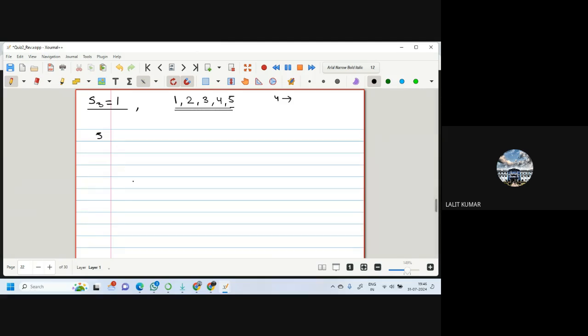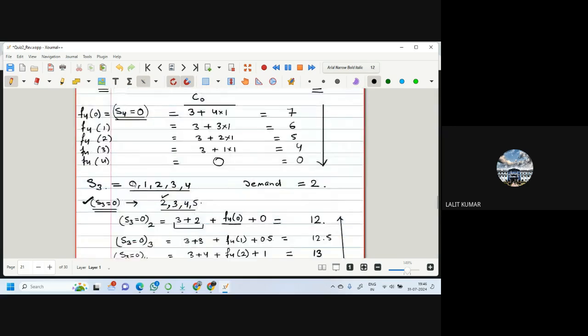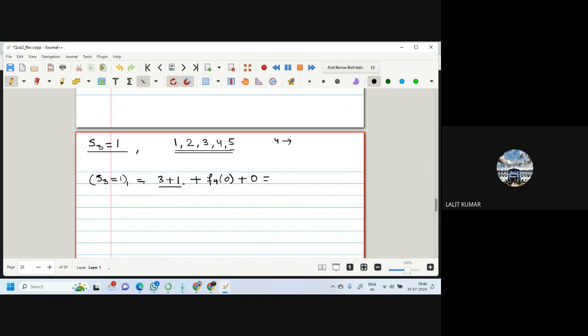So I calculate again. S3 is equal to 1, I order 1, so my ordering cost is 1. I don't carry anything, so my F4 is 0 value I use. This is 3 plus 1, 4. And here it was 7, so this becomes 11. S3 is equal to 1, I order 2. 3 plus 2. I consume 2, I take 1 in future, so carrying cost is 0.5. And this is 6. 5 plus 6, 11. This becomes 11.5.